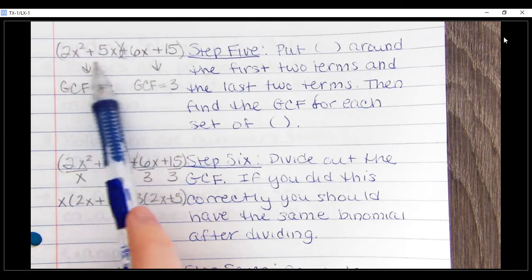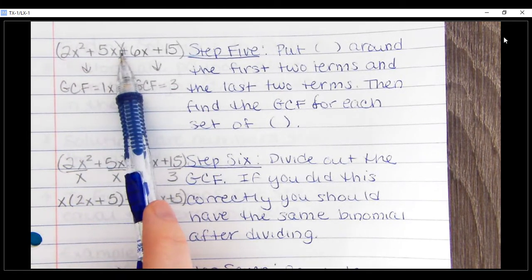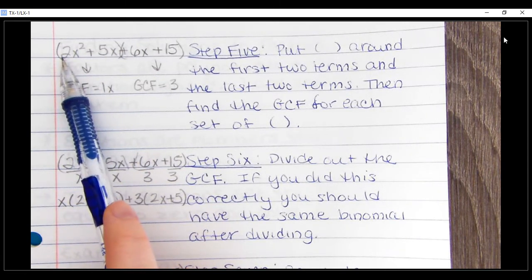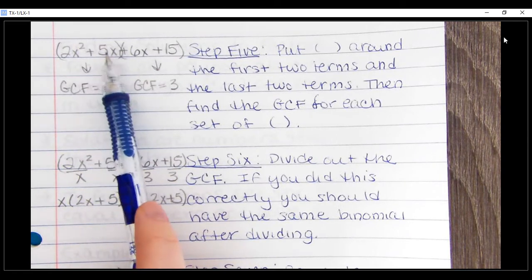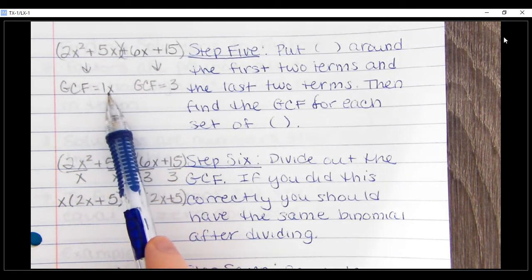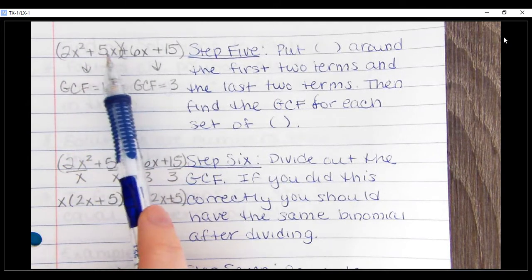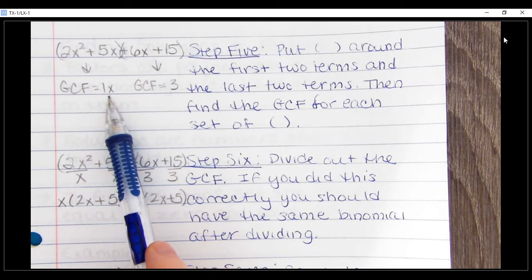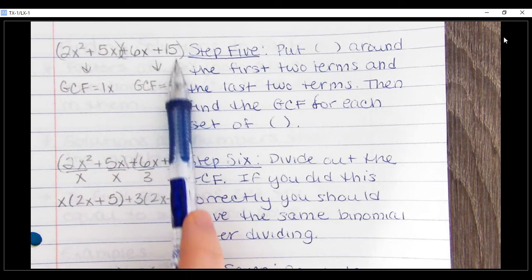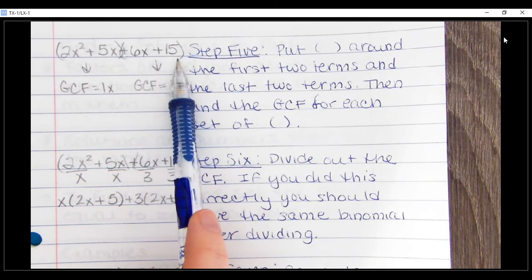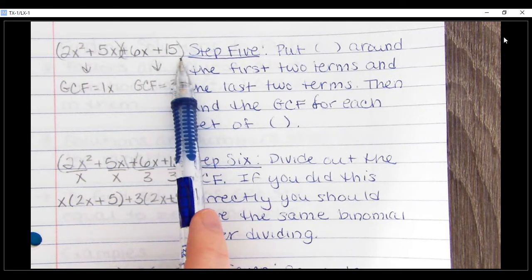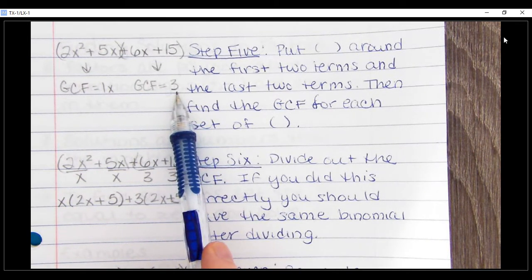Now, in that first set of terms, so 2x squared plus 5x, I discovered that the greatest common factor was 1x. I know it's 1x because I can't divide any other number by 2 and 5 other than 1. And I know I can take out an x because I have x squared and an x right here. So my greatest common factor is 1x. In the second set of parentheses, I see that I have a 6 and I have a 15. 6 and 15 can both be divided by 3. But since this 15 doesn't have an x, I can't take out an x. So my greatest common factor can only be 3.